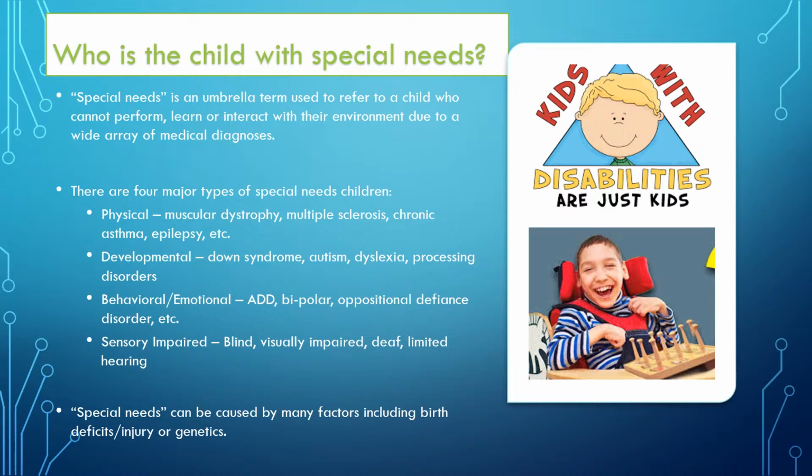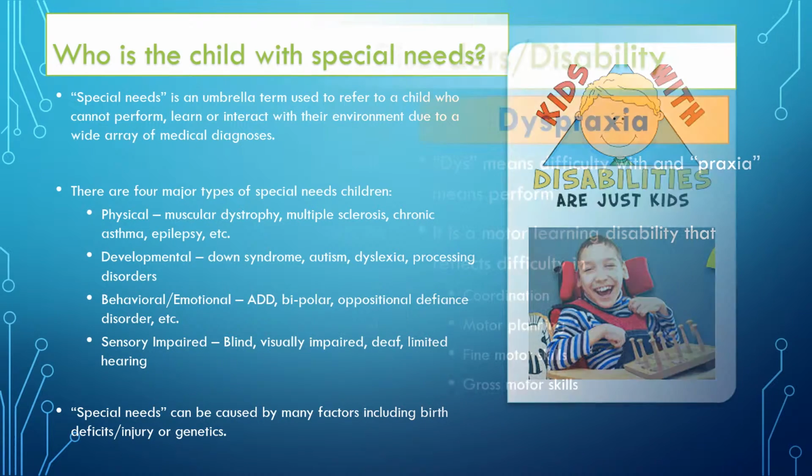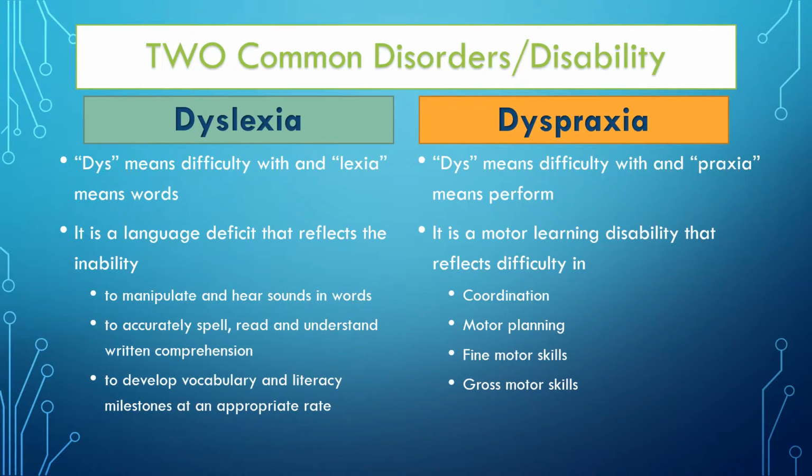Within this broad term, there are four groupings of disabled children: physical, such as those with epilepsy; developmental, such as those with processing disorders; behavioral or emotional, such as those with bipolar; and sensory impaired, like those with limited hearing.